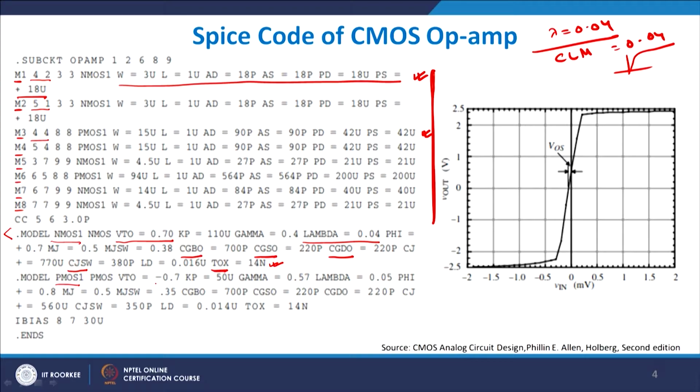So, PMOS 1 is exactly minus 0.7. So, they are perfectly symmetrical with respect to each other, but everything else almost remains the same, right. And this is how you write your SPICE code file for the CMOS operational amplifier.